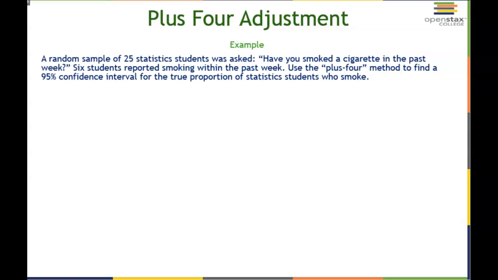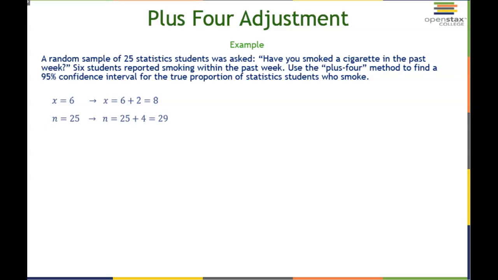So our success, our X, is 6 students. So I'm going to take X and add 2 to it. So 6 plus 2 is 8. Our N was the sample of 25 statistics students, and therefore I'm going to take my N and add 4 to it. 25 plus 4 is 29. So working with the 8 and 29 from here on out, we're going to complete this problem.